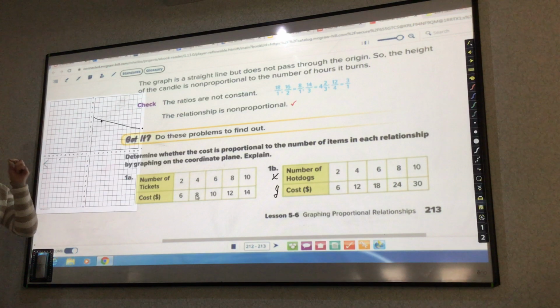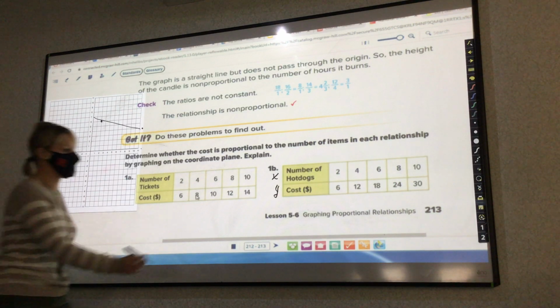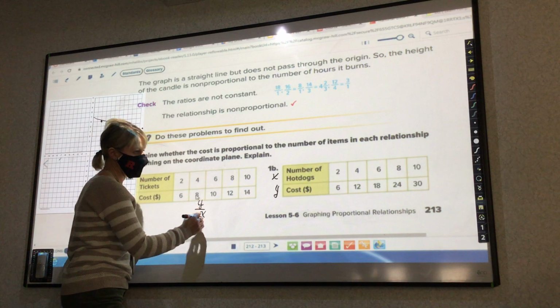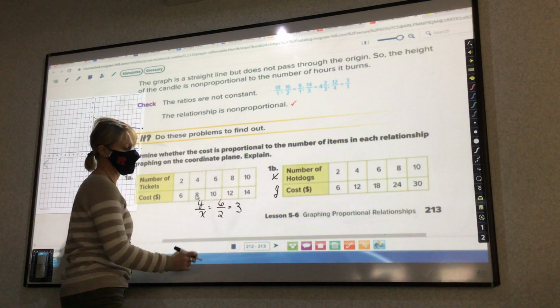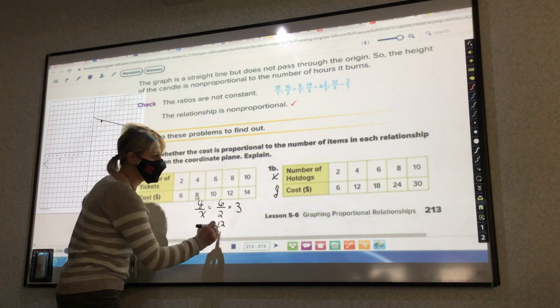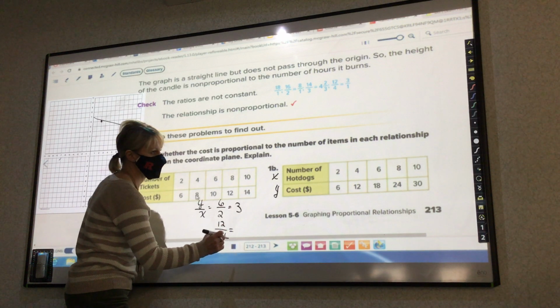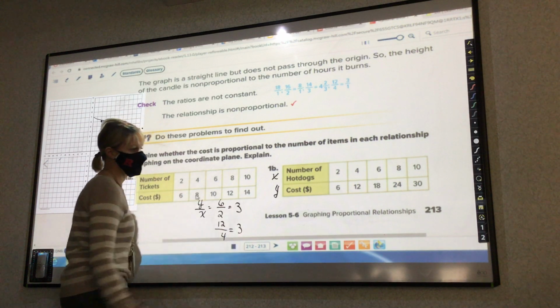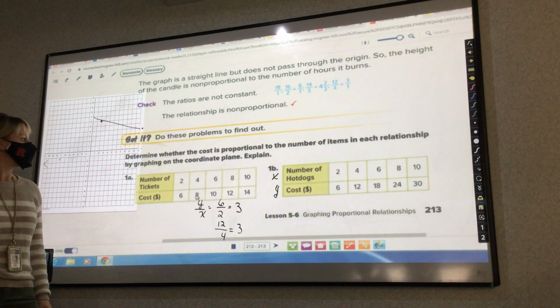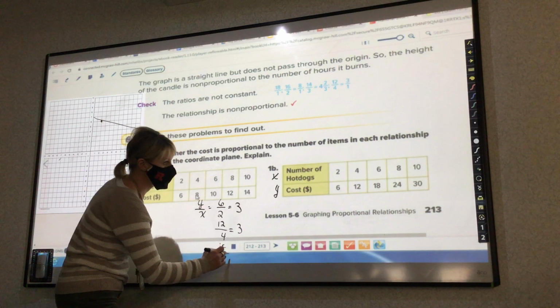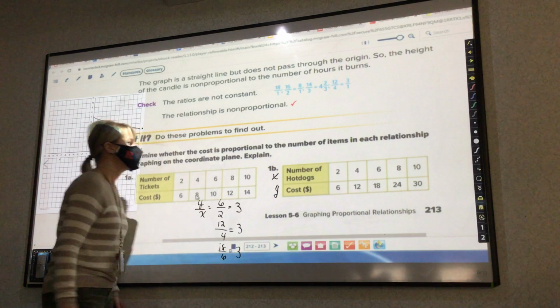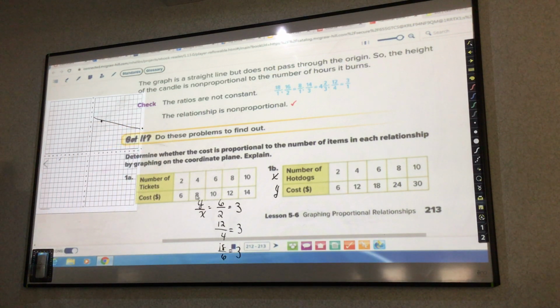No. But I still want you to see if you can find the constant by saying y over x. Y is 6, x is 2, so the constant here would be 3. Y is 12, x is 4, so the constant is 3. 18 over 6, so that would be 3. Do we have a constant of proportionality? Yes. What's our constant going to be? 3.